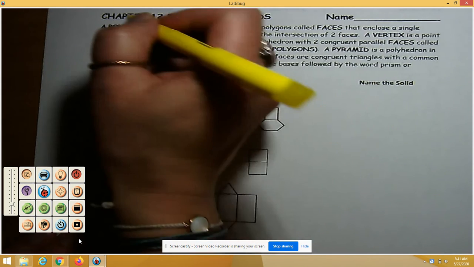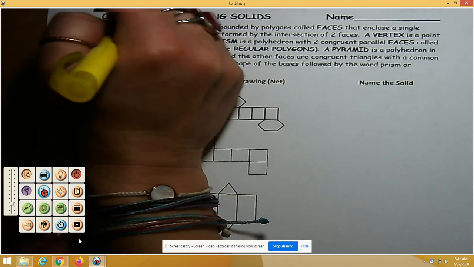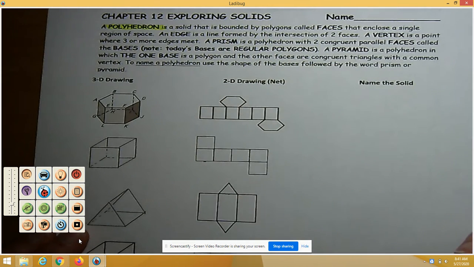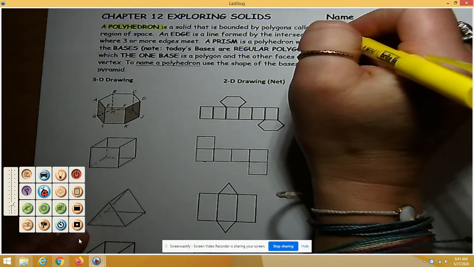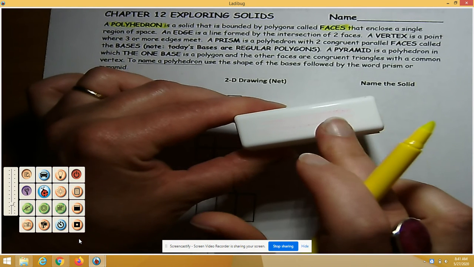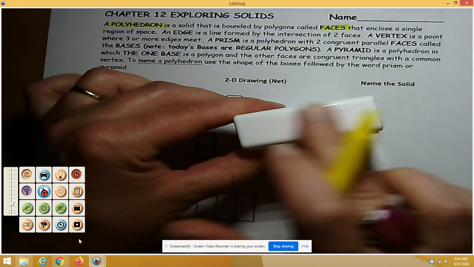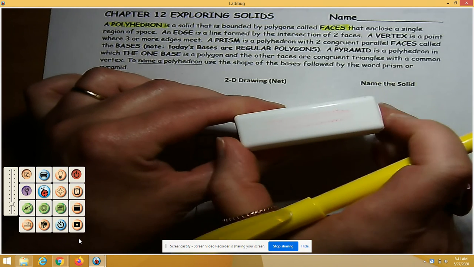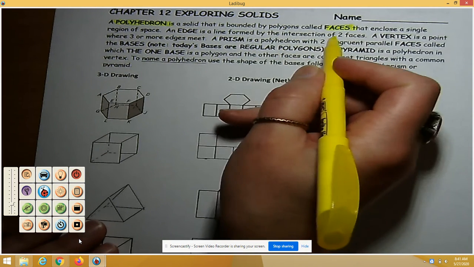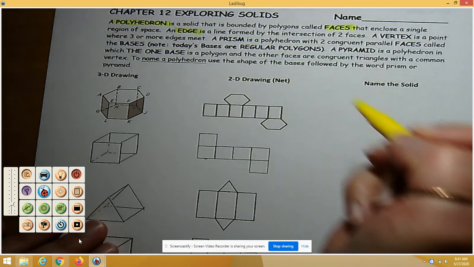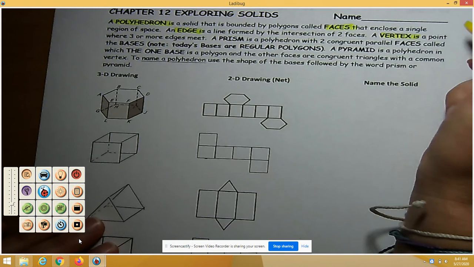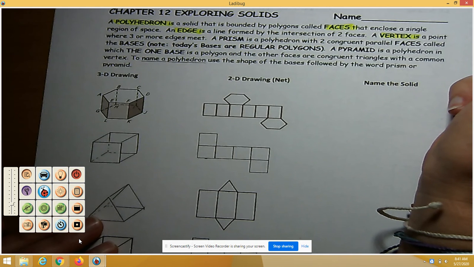A polyhedron is a solid that is bounded by polygons called faces that enclose a single region of space. So the faces are the sides. I highlighted here a little bit, you really can't tell, but this is a face. So any polygon is a face. An edge is a line that is formed by the intersection of two faces. So an edge is where the two meet. A vertex is a point at the corner where three or more adjacent edges meet.